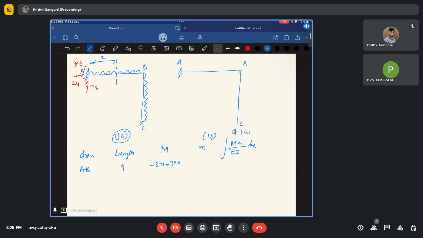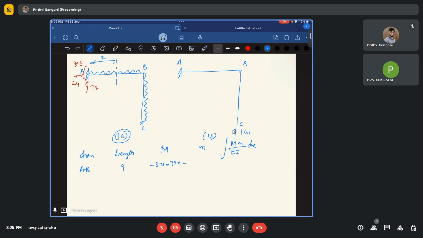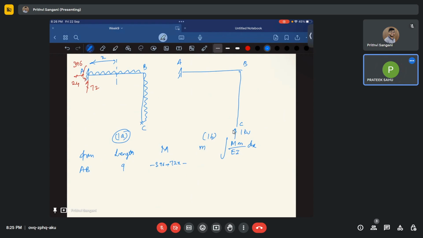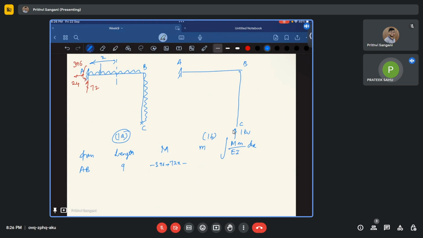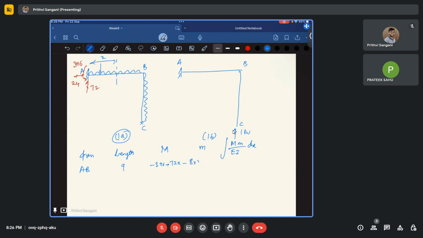What is that? The UDL. Yes, sir. That UDL is going to be minus or plus? Hogging or sagging? Sir, it is hogging. So 8 times x squared by 2. Okay, so this is my capital M.